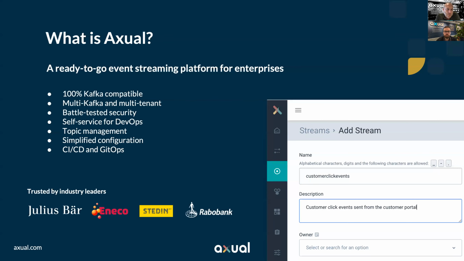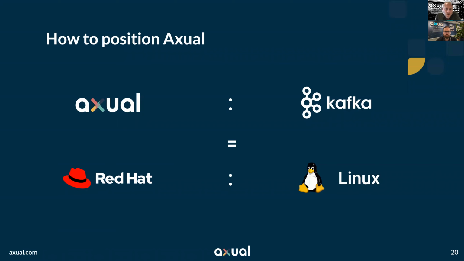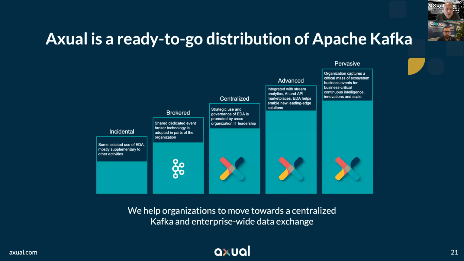The basic thing is how to position Axual. It would be: what Red Hat is to Linux is what we are to Kafka. So we take open source Kafka off of the internet, we add management tooling on top, we package that into a nice distribution and make it as one big installable platform. That includes architecture, design, and a whole lot of choices that we made along the lines, which help organizations to set up the central Kafka quickly without having to worry about all the underlying technical details. So in a way, Axual is the ready-to-go distribution for Apache Kafka from the centralized phase onwards.